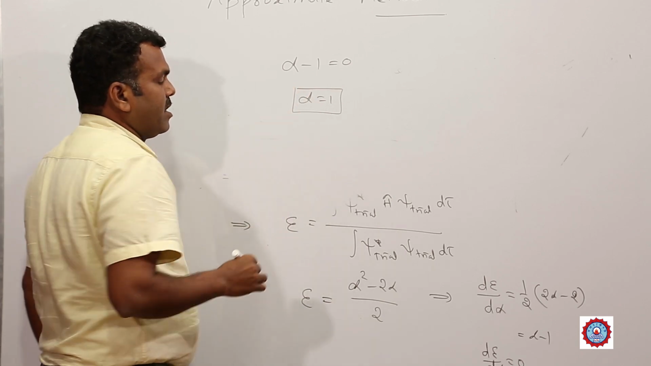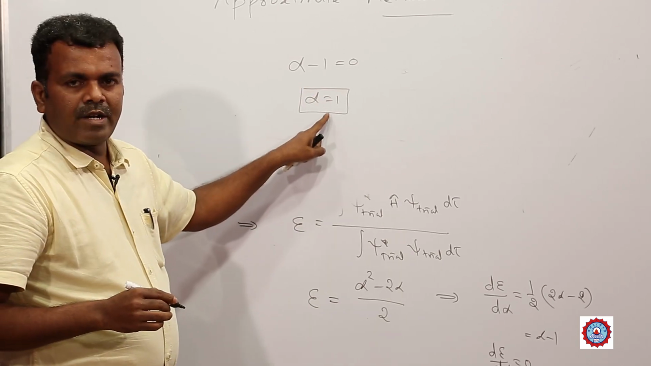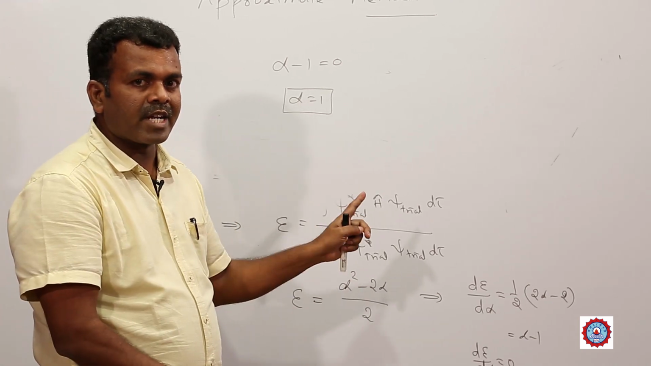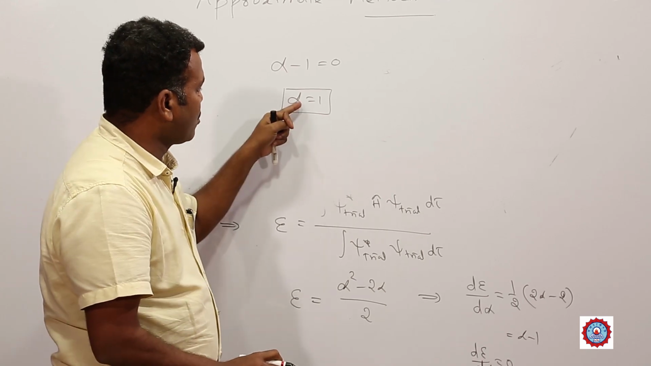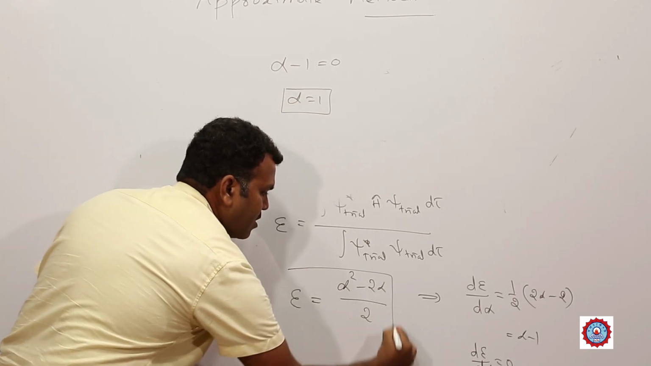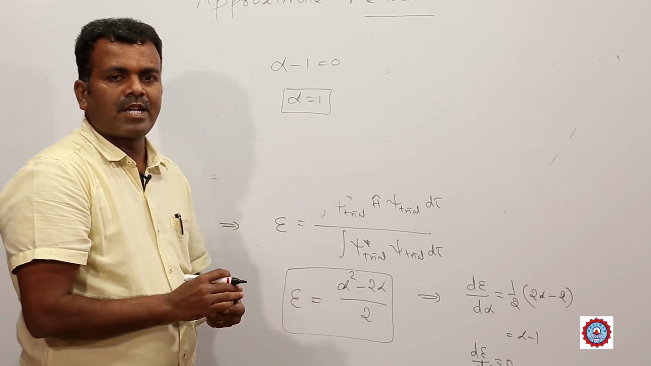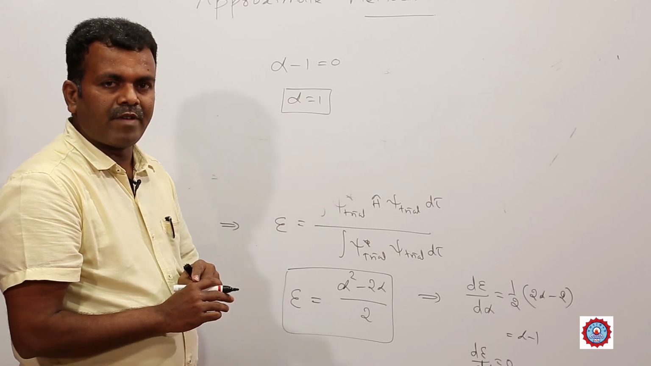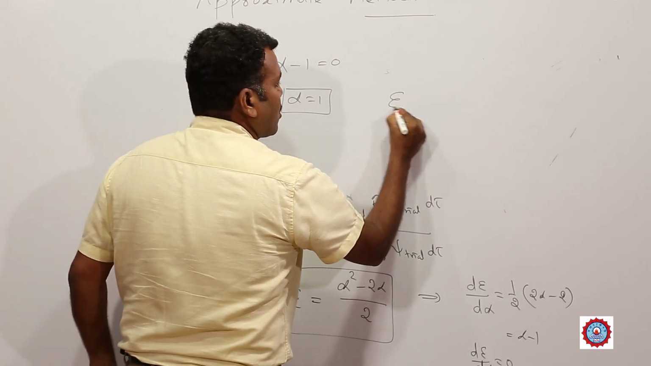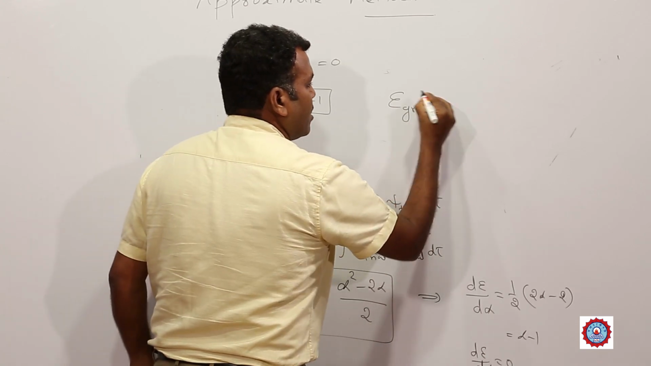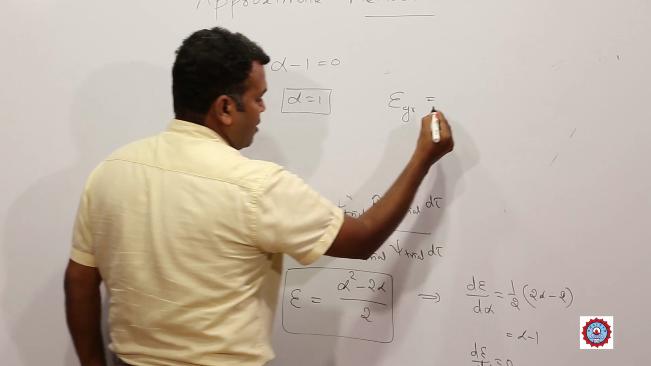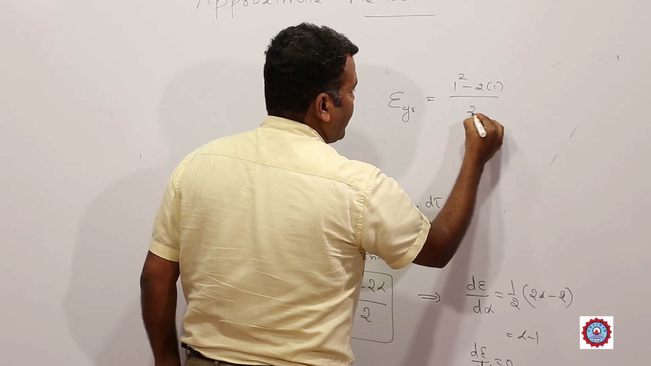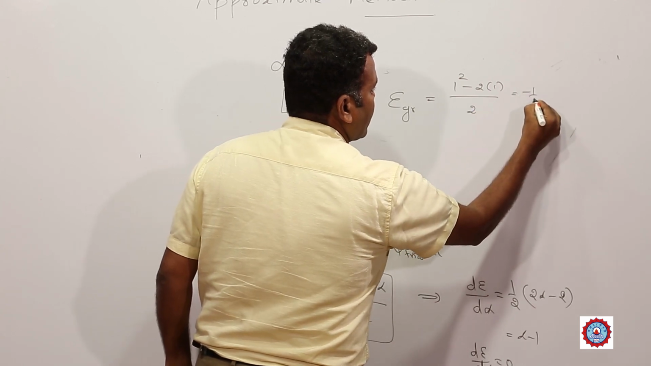What does this indicate? It indicates that at alpha equal to 1, the expectation energy goes to the lowest possible value for the chosen trial wave function. If I substitute this alpha in the expression, I will get the ground state energy possible for the system using the trial wave function that we have chosen. So, the ground state energy for the hydrogen atom, with alpha equal to 1, is (1 square minus 2 into 1) by 2, which gives the answer as minus 1 by 2 in atomic units.